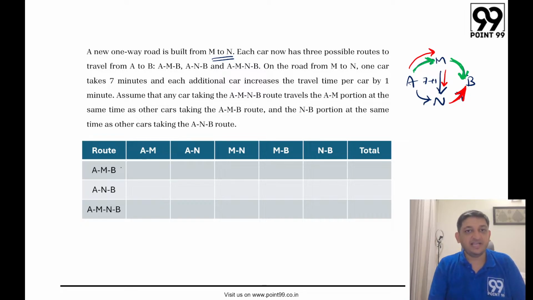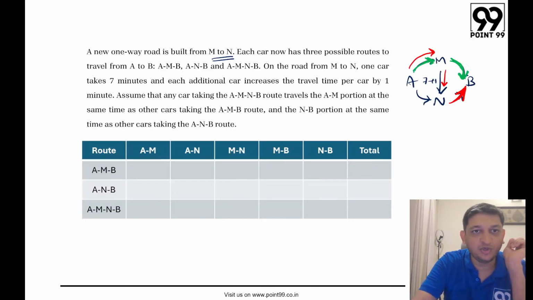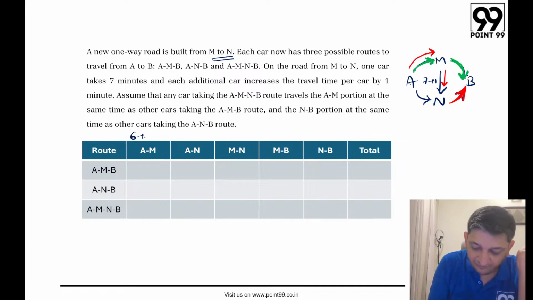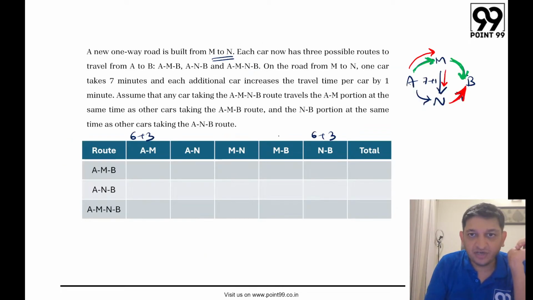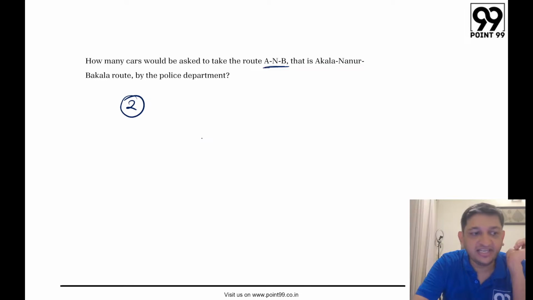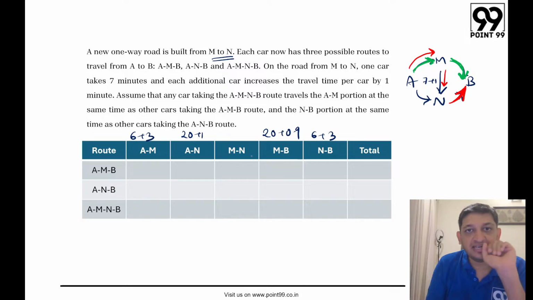So in this particular context, we are saying that A to M जाने में what is the amount of time that normally is taken by cars? A to M was 6 plus 3 and N to B was also 6 plus 3. What about the other two? MB was 20 plus 0.9 and AN was 20 plus 1. I hope I'm right. Yeah, AN was 20 plus 1. Perfect. And the last one, MN, is 7 plus 1.